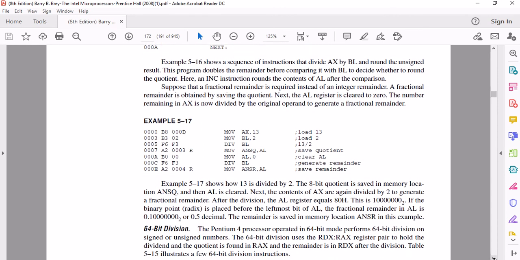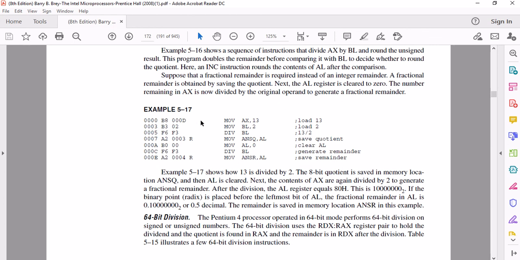For this problem, we have two values. 13 is divided by 2. Now we are loading 13 in AX and 2 in BL by using move instruction. Then DIV BL automatically divides 13 by the value in BL, 2. Then again we are moving the quotient from AL into ANSQ and we are clearing AL register.